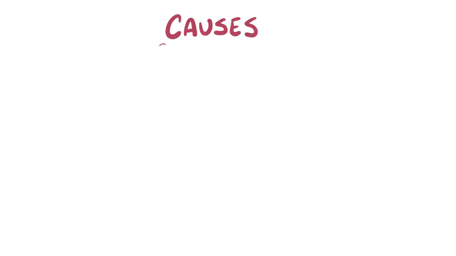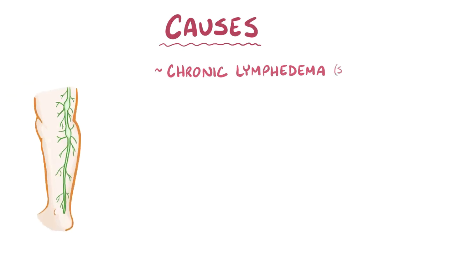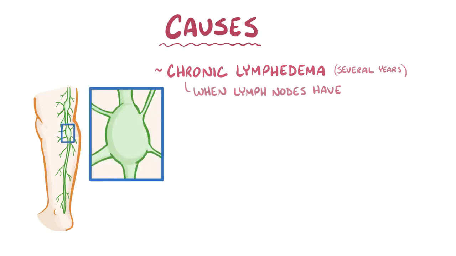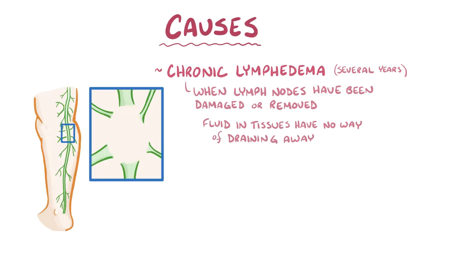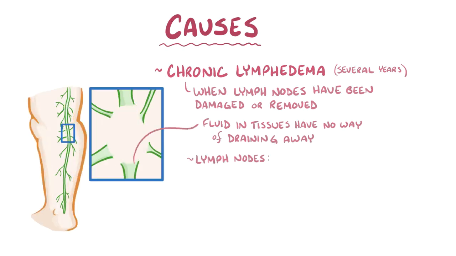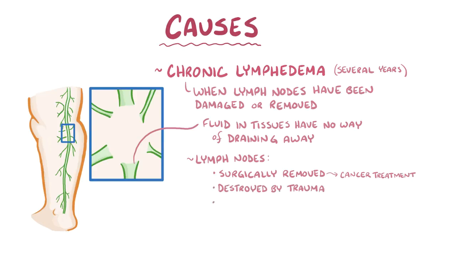The exact cause of angiosarcoma is still unknown. One risk factor is chronic lymphedema in some parts of the body, like the arms or legs, that goes on for several years. This typically happens when lymph nodes have been removed or damaged, and fluid in the tissues has no way of draining away. Lymph nodes are sometimes surgically removed as part of cancer treatment, or might be destroyed by trauma or infection, or might not be there at all because of a congenital problem.